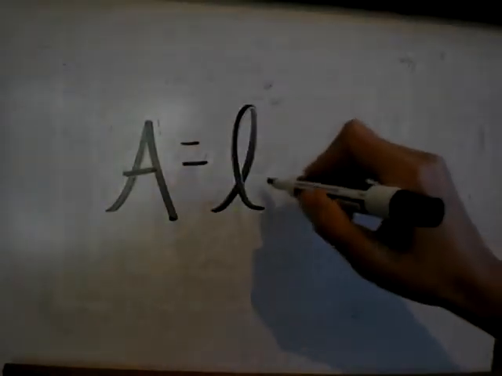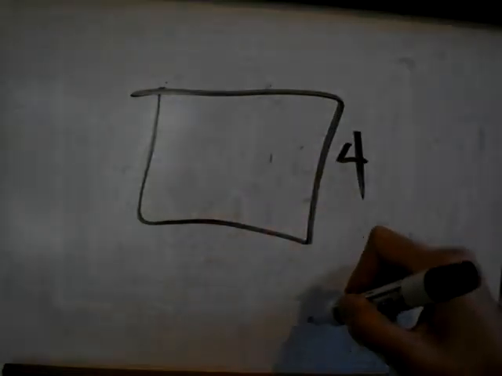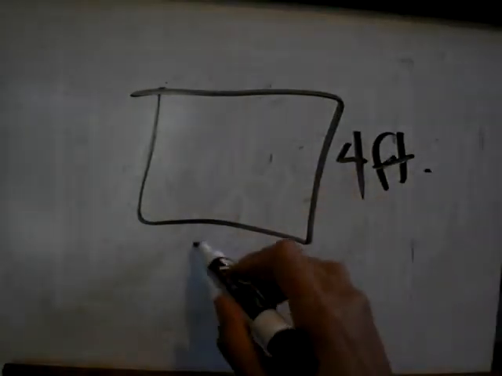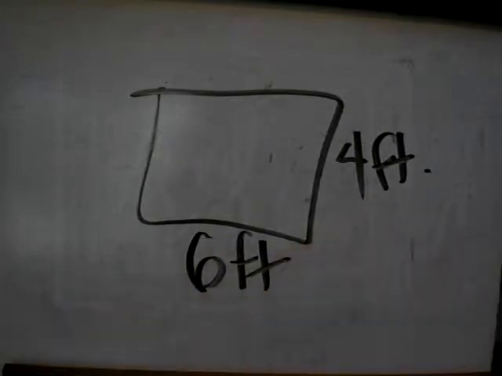Okay, just to start off with, let's review the area of a rectangle. How do you find the area of a rectangle? Well, that's pretty easy. You just multiply the length times the width. So for instance, if you have a rectangle, and the width is 4 feet, length is 6 feet, length times width, 24 feet squared.